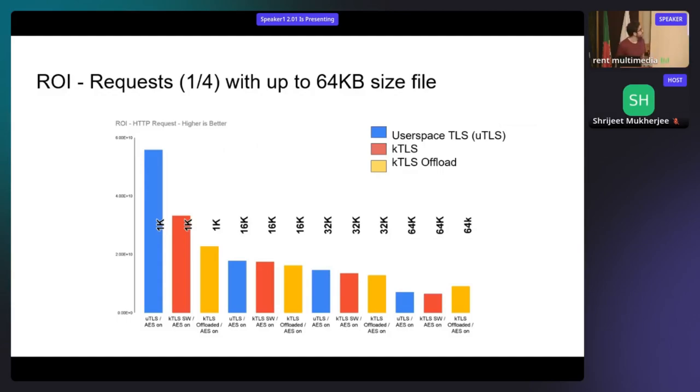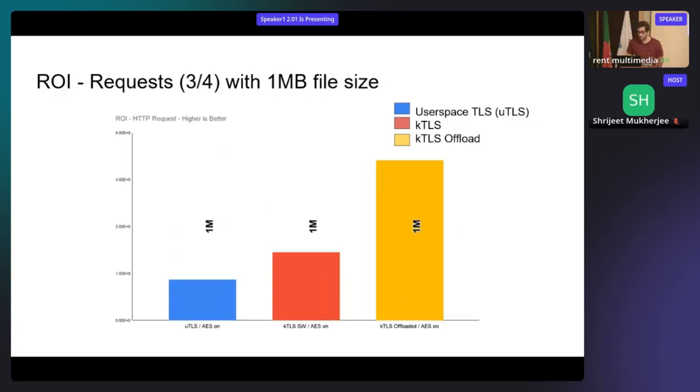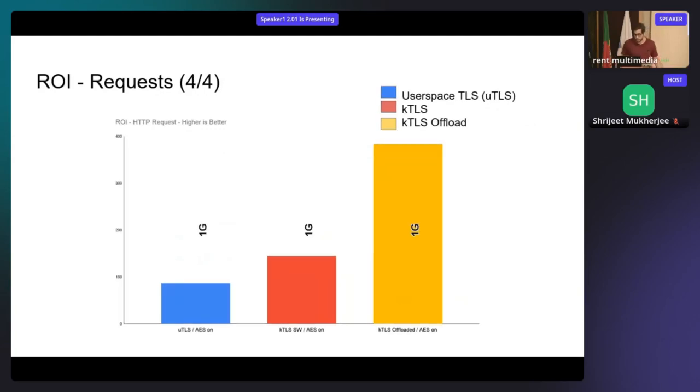By request of 64K, KTLS offload already shows a higher return of investment over both KTLS and user space TLS. By 128 kilobytes, we see that KTLS offload is already a clear winner, and KTLS passes user space TLS. By 1 meg, KTLS offload is a clear winner across all implementations. And by 1 gig, KTLS offload is a no-brainer.